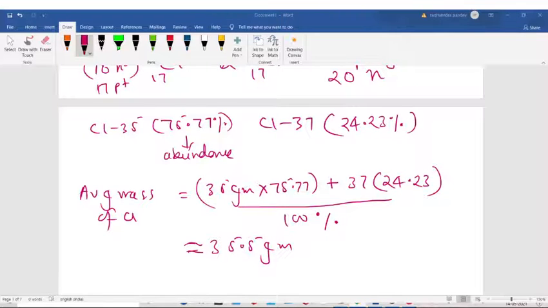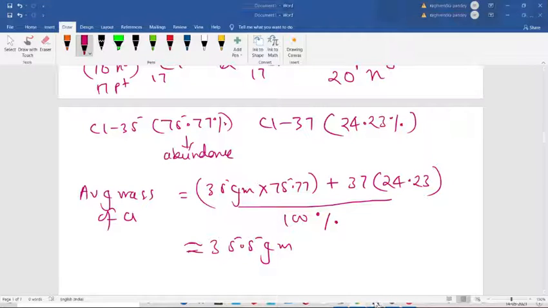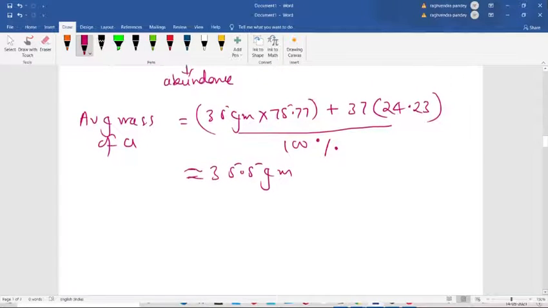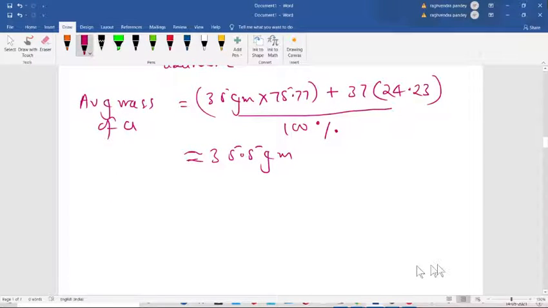Okay, this is clear. Now let's see, so that is your percentage abundance. Similarly, there are various elements with the atomic number, sorry, mass number.